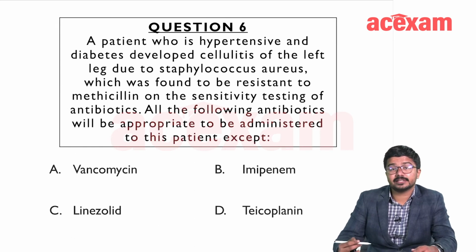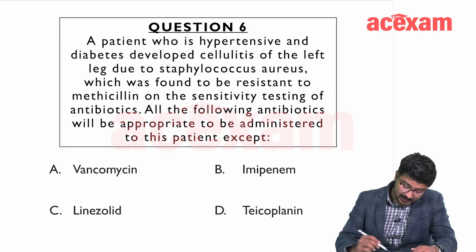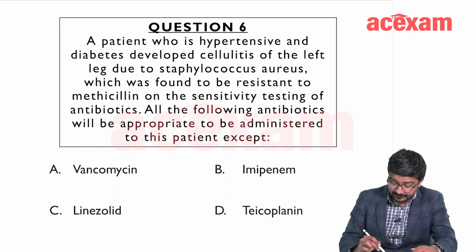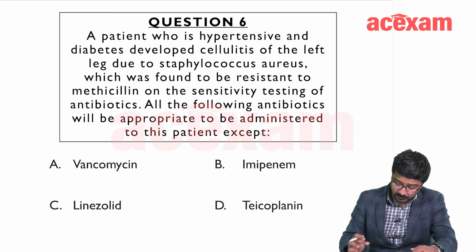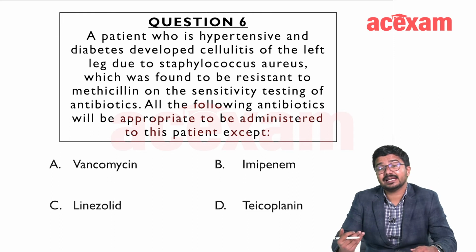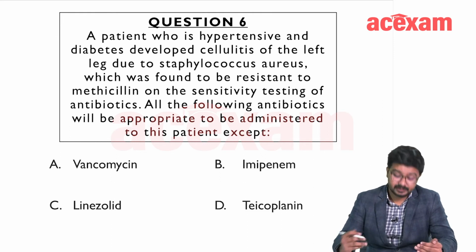Now let us go to the next question, which is question number 6. The question reads: a patient who is hypertensive and diabetic developed cellulitis of the left leg due to Staphylococcus aureus, which was found to be resistant to methicillin on sensitivity testing of antibiotics. All the following antibiotics will be appropriate to be administered to this patient except. So basically they are asking the drugs which can be used for MRSA, right?